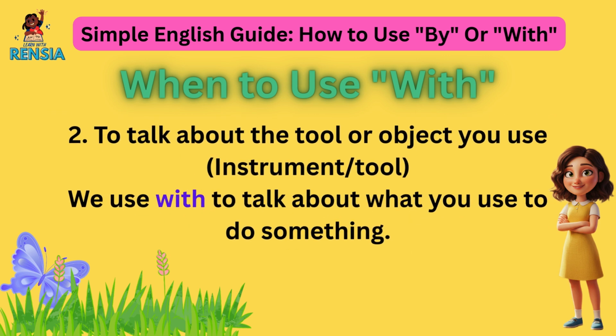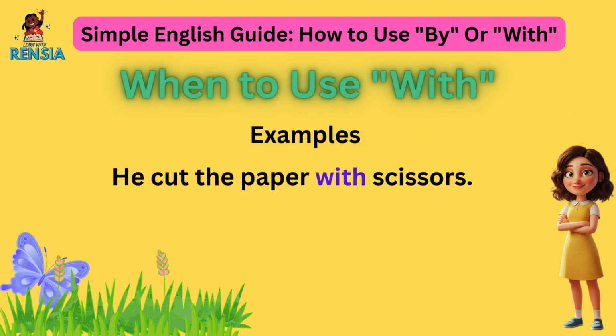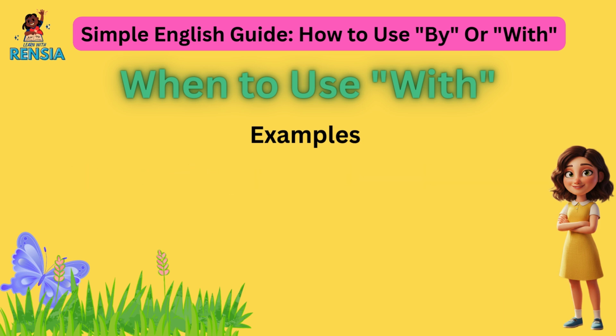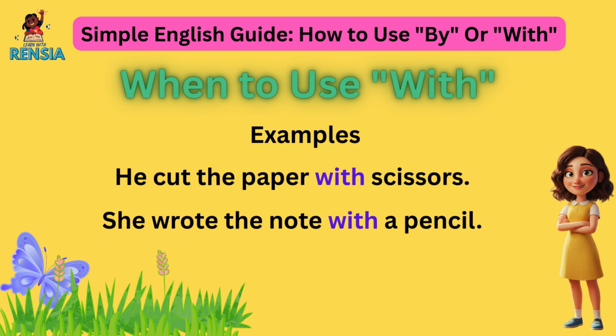2. To talk about the tool or object you use. Instrument or tool. We use with to talk about what you use to do something. Examples. He cut the paper with scissors. She wrote the note with a pencil.